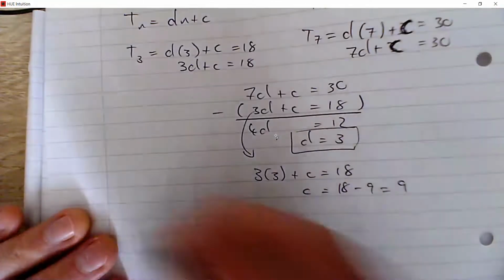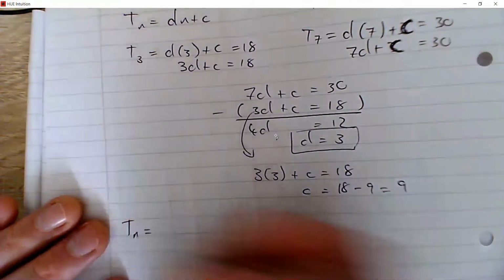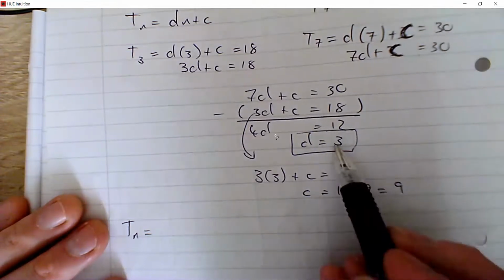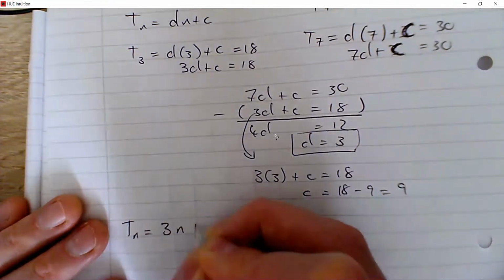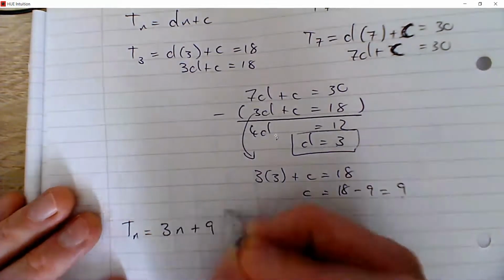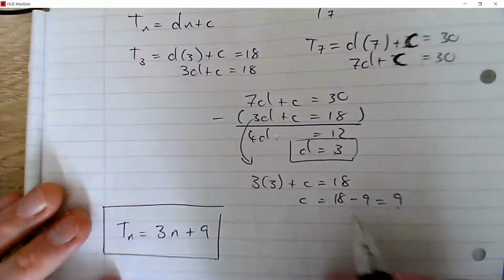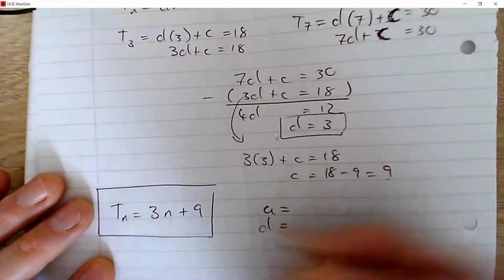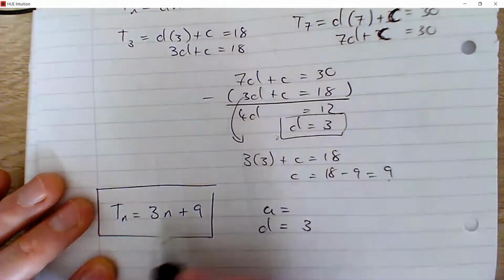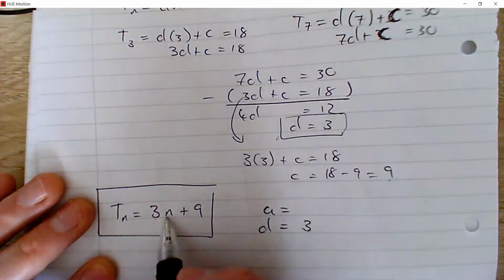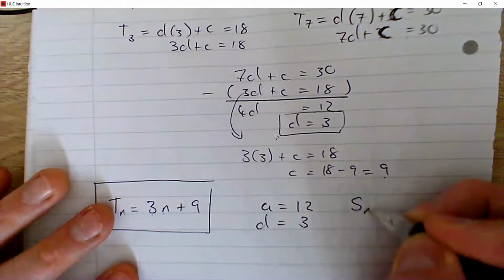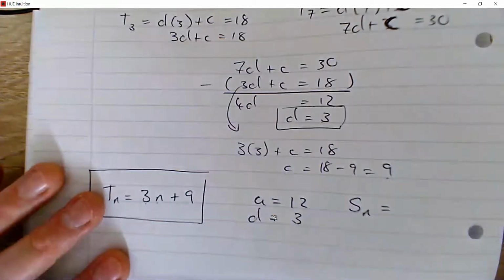Okay, so Tn is given by 3n plus 9. Okay, so when we want to go and find the sum, we need to know two things. What's the first term? What's the common difference? Well, the common difference we know is 3. The first term, if you plug a 1 in there, is 3 times 1 plus 9 is 12. Okay, so you're going to go along and do Sn then with the same formula that you've done before.